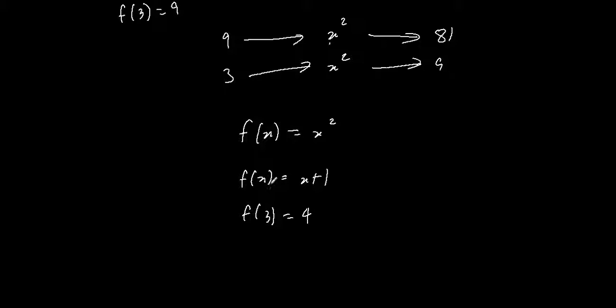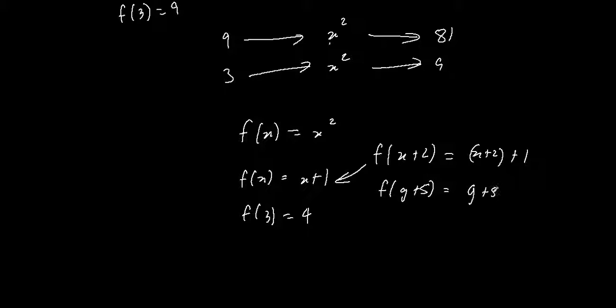Okay? So taking this example, if I have f of x plus 2, then I just get x plus 2 plus 1. So whatever I have in the brackets, I replace it. If I have f of g plus 5, then I just have g plus 5 plus 1. This is also equal to x plus 3, and this would also be equal to g plus 6. So you kind of get how this function notation works. I'm just touching up over here.